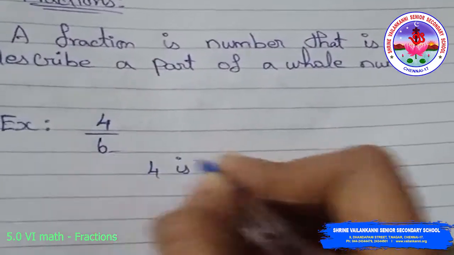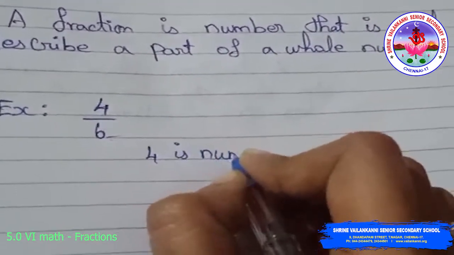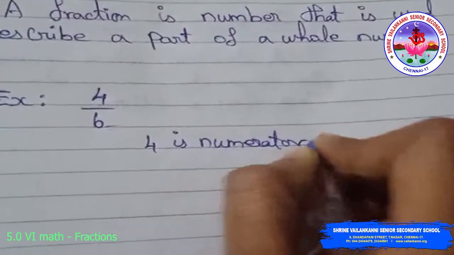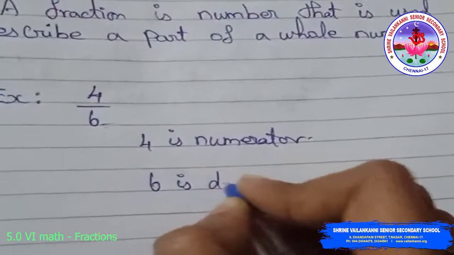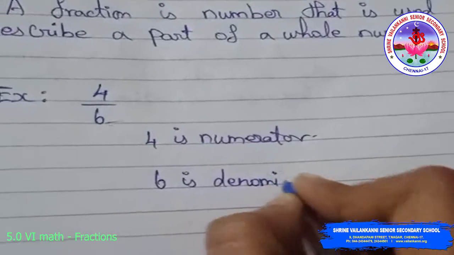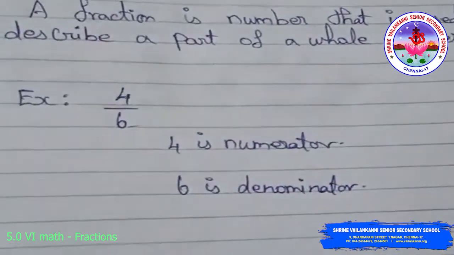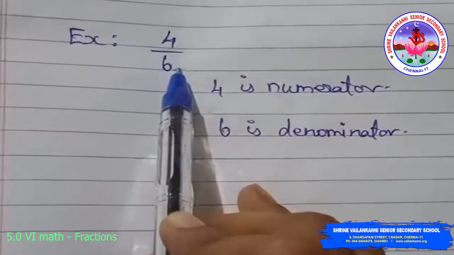4 is the numerator. 6 is the denominator. 4 by 6 is the fraction.